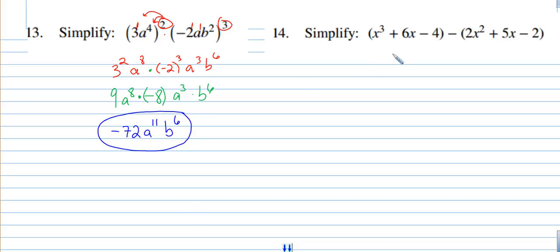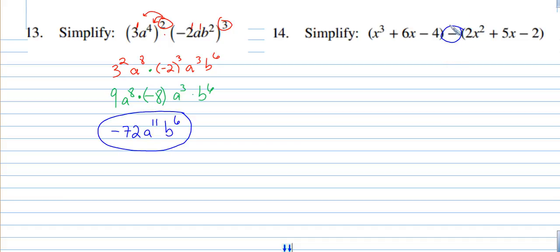Looking at question 14. We have polynomials here. There are 2 parentheses. We look in the middle. Oh, and this is not multiplication like it's been the entire time so far. That's why you always have to check. It's subtraction.